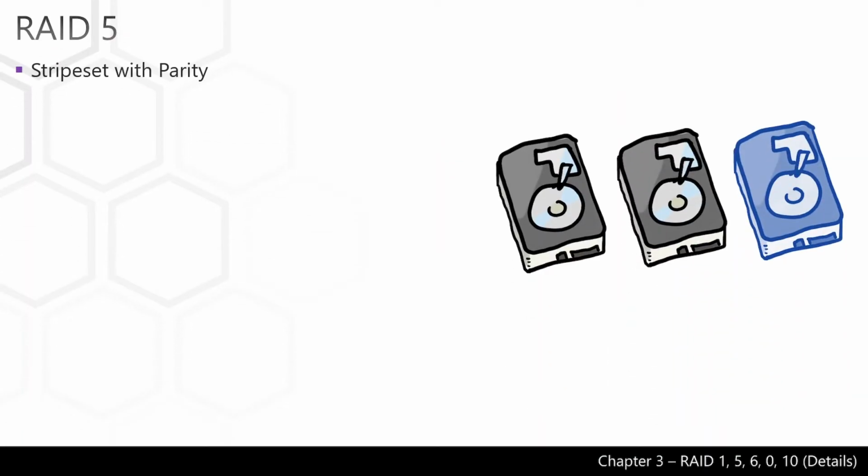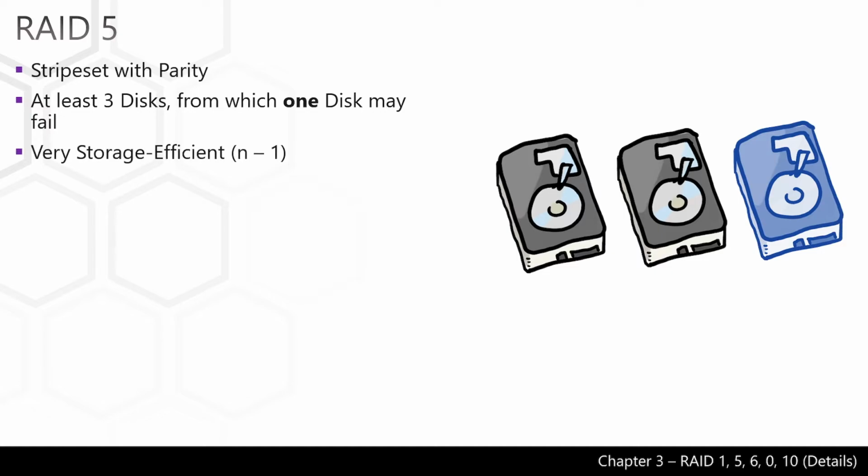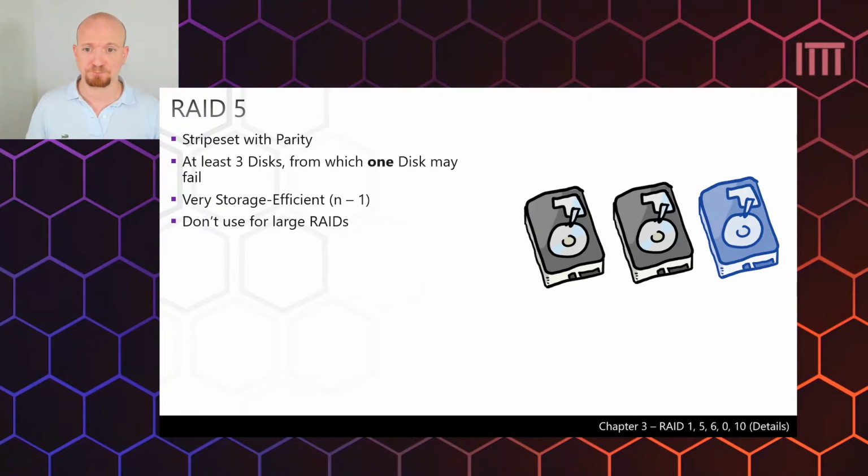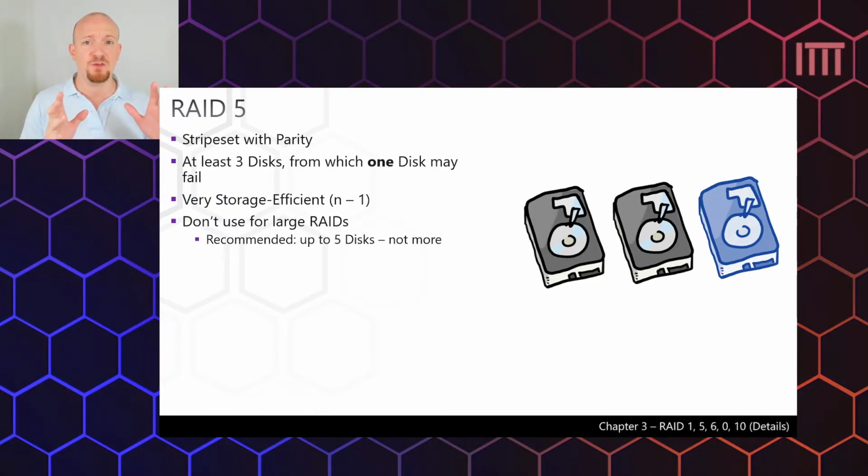RAID 5 is a stripe set with parity. You need at least 3 disks, from which one disk may fail, and only one disk. It's very storage efficient because you will only lose one disk in capacity out of your whole bunch of disks, but you shouldn't use it for large RAIDs. I recommend using it for up to 5 disks and not more.